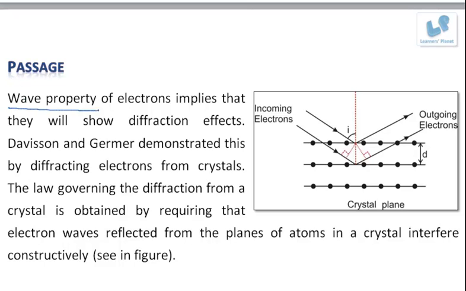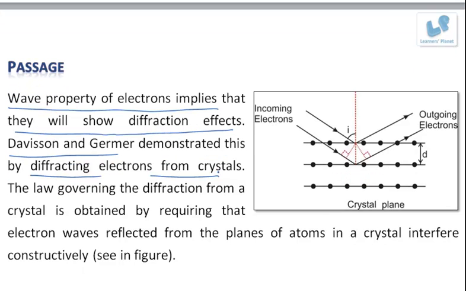Wave property of electrons implies that they will show diffraction effects. Davisson and Germer demonstrated this by diffracting electrons from a crystal. The law governing the diffraction from a crystal is obtained by requiring that electron waves reflected from the planes of the atoms in a crystal then interfere constructively.